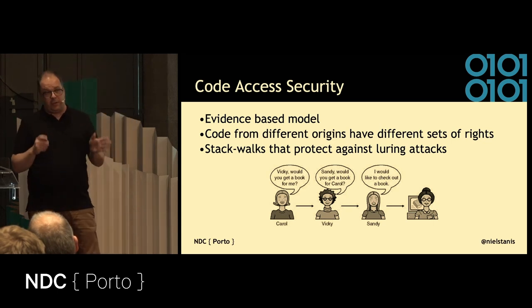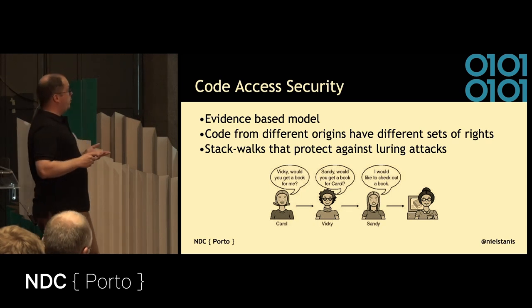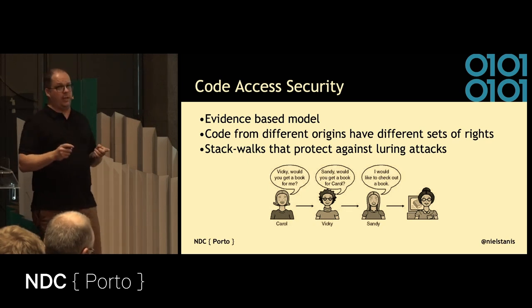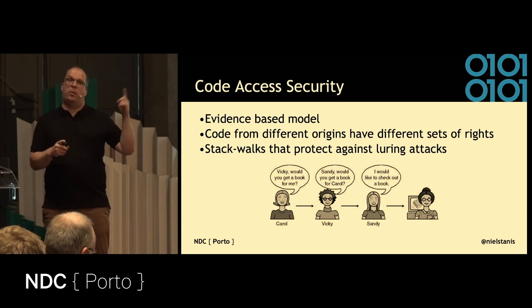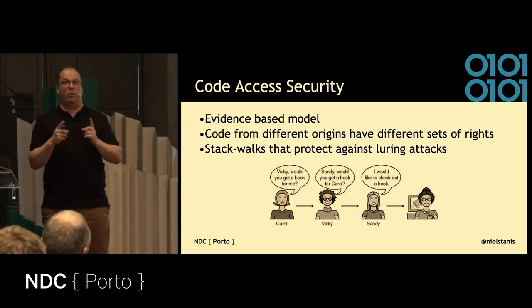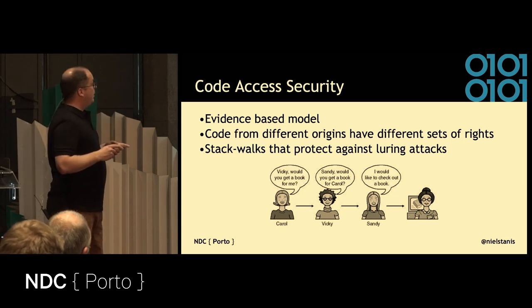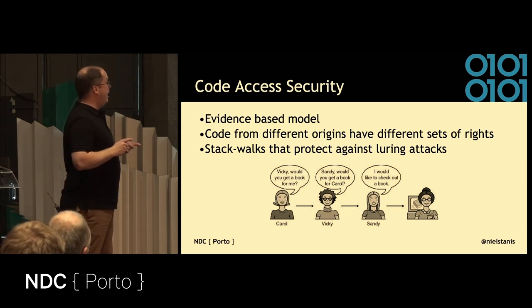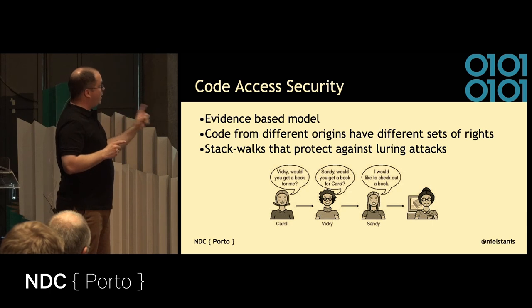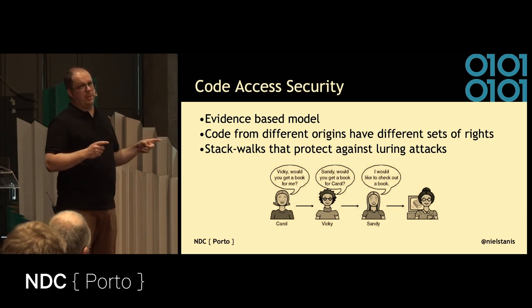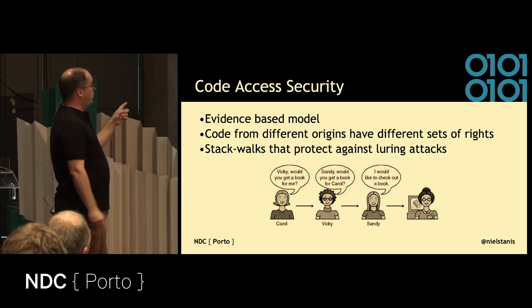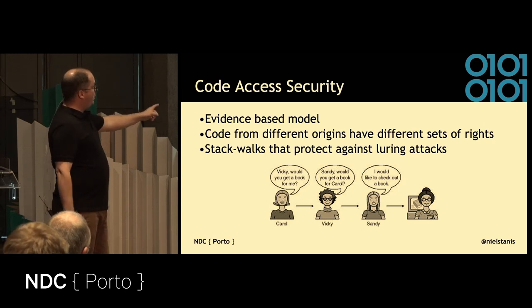And one of the concepts they used is called stack walks. That was against the luring attack. So that's the same type of attack you saw in the picture before with WebAssembly, with one malicious module that wants to do something. In this case, it's about a librarian. Carol asks Vicky, asks Sandy to lend a book from the librarian, which is quite complicated, but you should just see it as method A, C calls V calls S to do something.